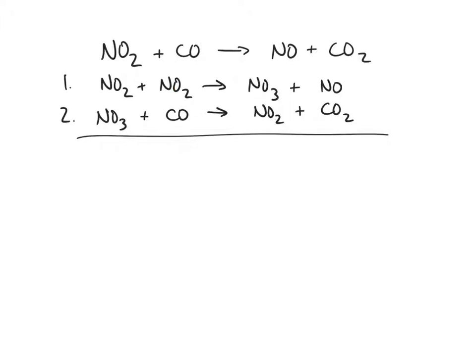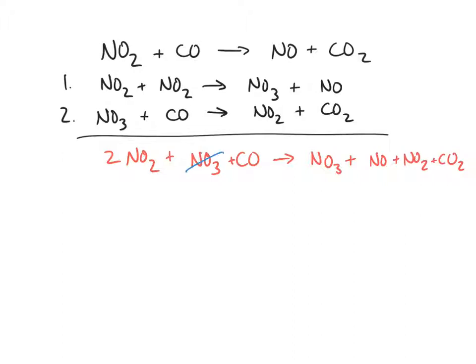So in fact, on this one side of the reaction, I have two NO2s. Also, I have an NO3 and a CO. Now on the product side, I have an NO3, I have an NO, I have an NO2, and a CO2. Now what we can do now is combine like terms by canceling things out that occur on both sides of the reaction. And if you look closely, I've got an NO3 and an NO3.